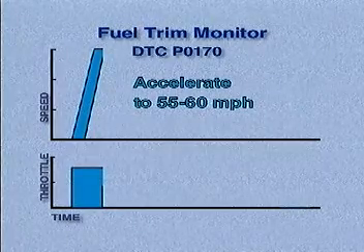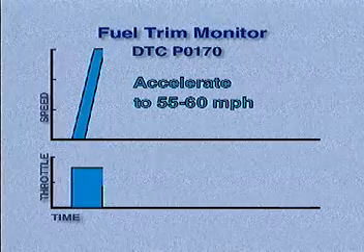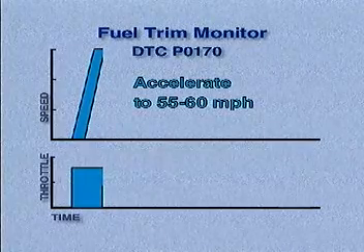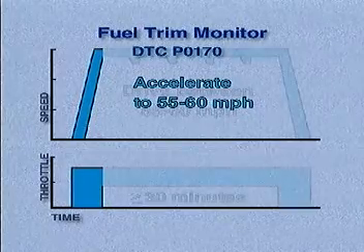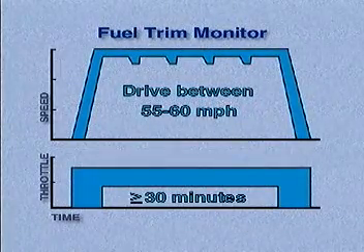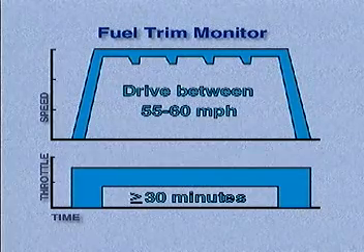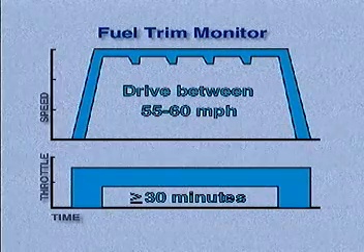Restart the engine and accelerate to 55 to 60 miles per hour. Use D range for cars equipped with an automatic transaxle, or shift through to 5th gear with a manual transaxle. Drive between 55 and 60 miles per hour for 30 minutes or more and vary the throttle angle by moving the accelerator pedal every 2 minutes during monitoring.